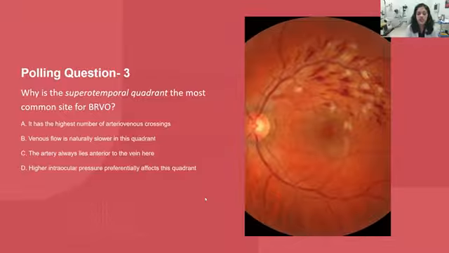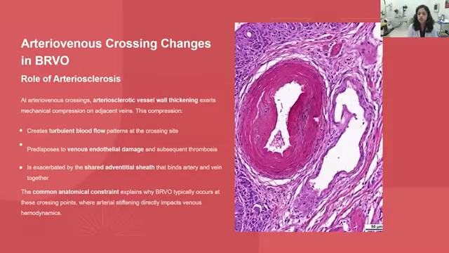So arteriovenous crossing changes are very important in BRVO because there's an arteriosclerotic vessel wall thickening which exerts a mechanical compression on adjacent veins. This compression creates a turbulent blood flow pattern at the crossing site, and it predisposes to venous endothelial damage and subsequent thrombosis. And this is exacerbated by the shared adventitial sheath that binds the artery and the vein. So this is very important. There's a common adventitial sheath, which explains why BRVO typically occurs at these crossing points, where the arterial stiffening directly impacts the venous hemodynamics.